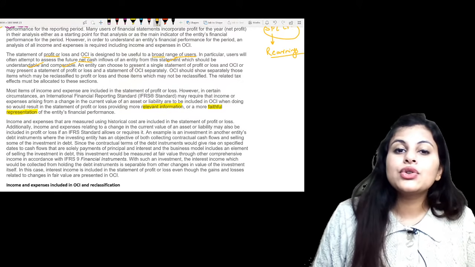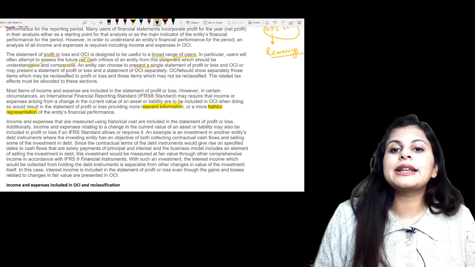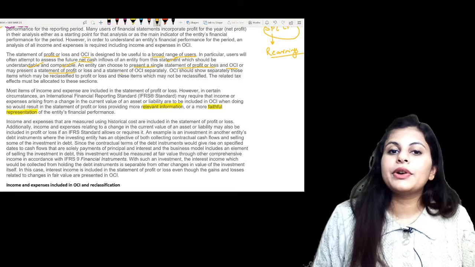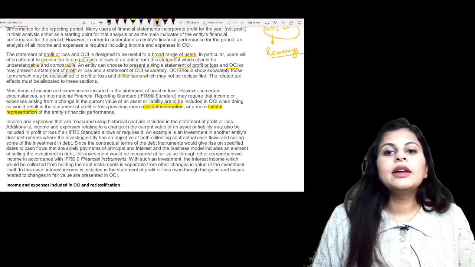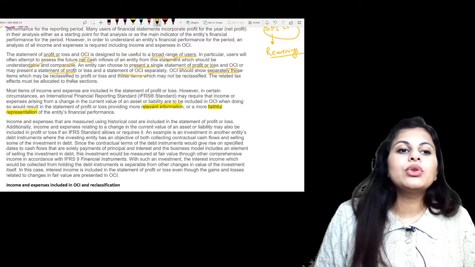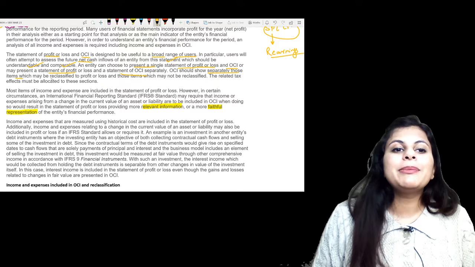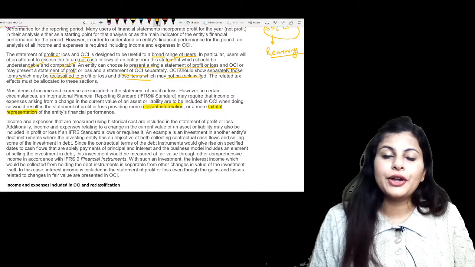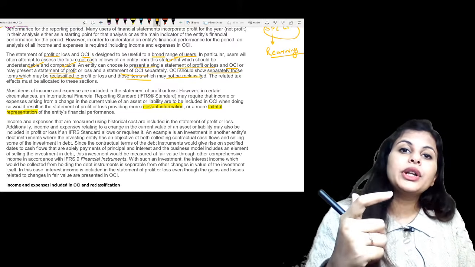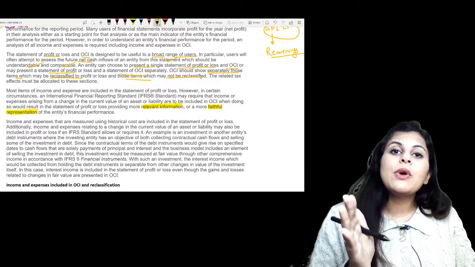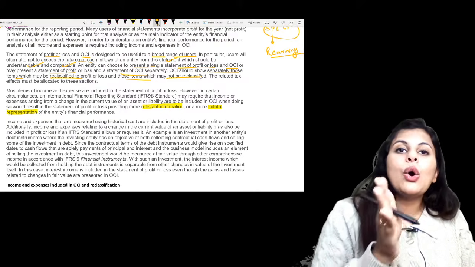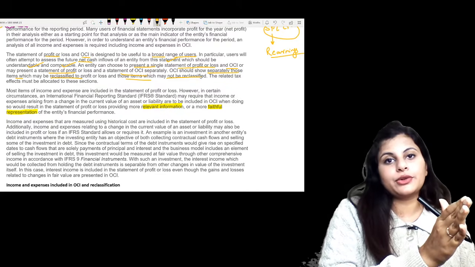An entity can choose to present a single statement of profit and loss and OCI, or may present the statement of profit and loss and OCI separately. In OCI, present separately those items which may be reclassified to P&L and those items which may not be reclassified. So whatever gain and loss you put in other comprehensive income, you have to mention whether it will in future be reclassified to P&L or not.